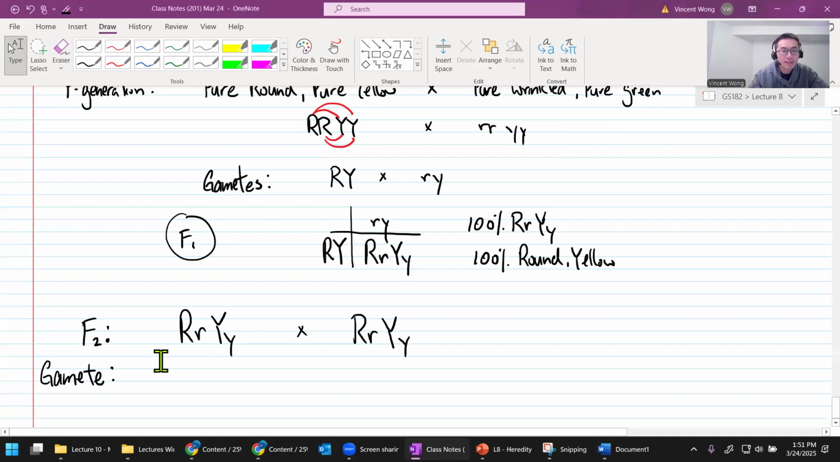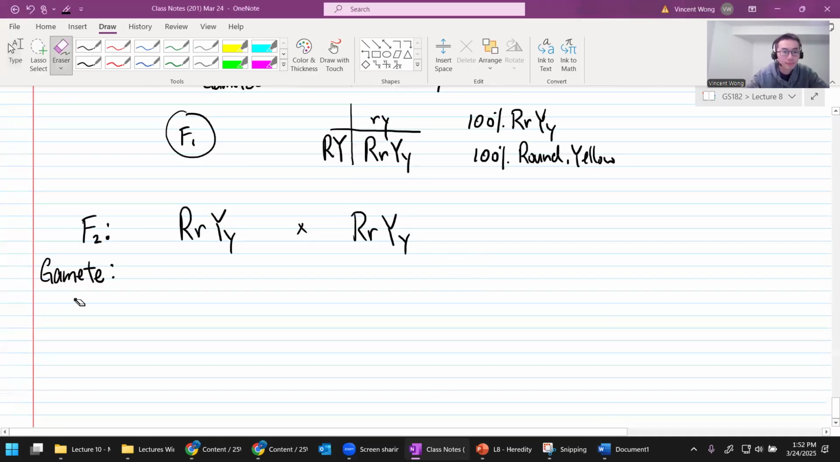Okay, what are the gametes? How many gametes are we talking about? 8? For one parent, not for both, one parent. No, 4. 4, that's right. I hope everybody agrees. Okay, big R, big Y, big R, small y, small r, big Y, small r, small y.